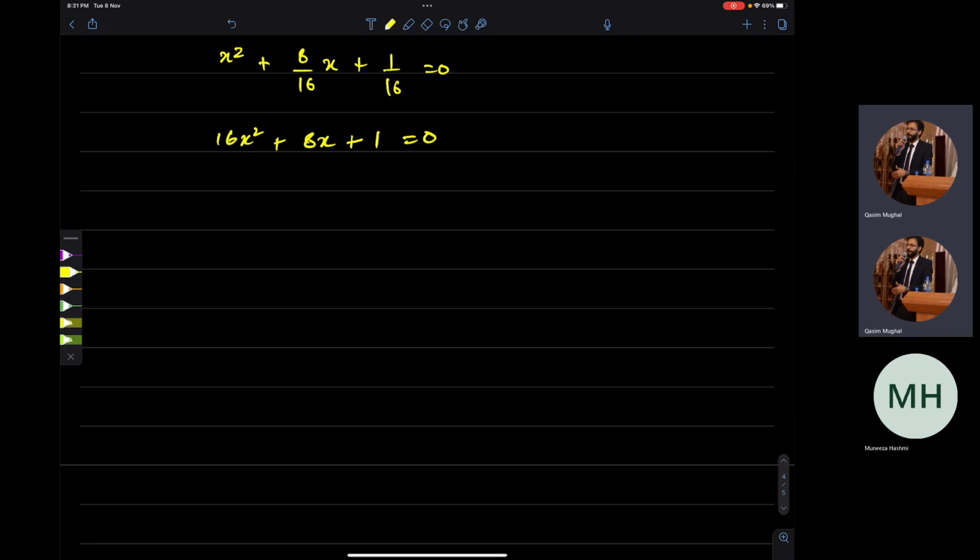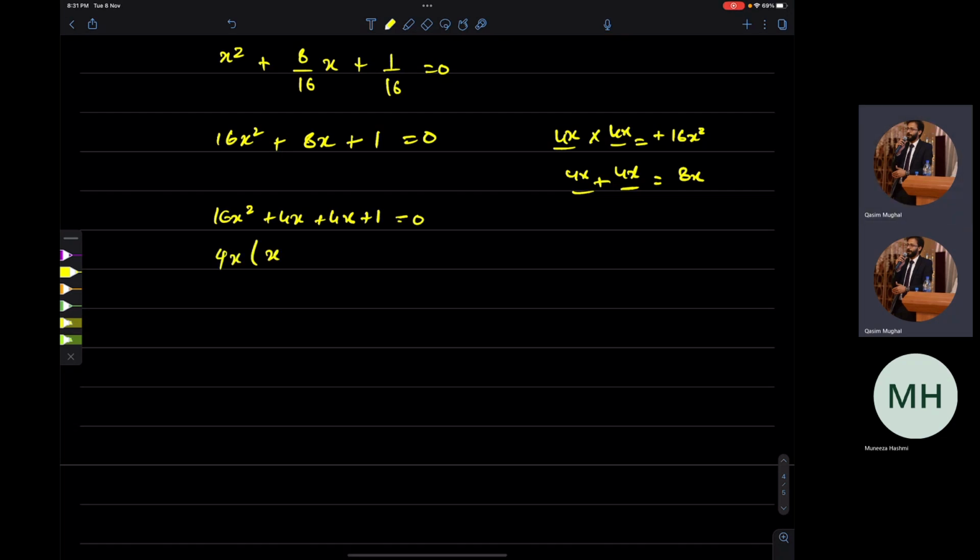Let me just check if I can actually do it with middle term breaking method. So product should be positive 16x squared, and the sum should be 8x. Yeah, 4x and 4x. So 16x squared plus 4x plus 4x plus 1 equals to 0. 4x is common, then I'll be left with 4x plus 1, plus 1 is common, and then 4x plus 1 equals to 0.